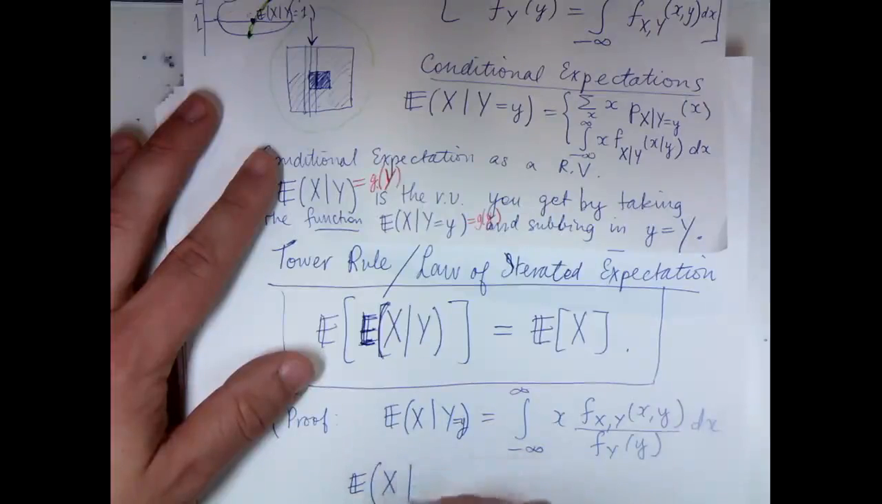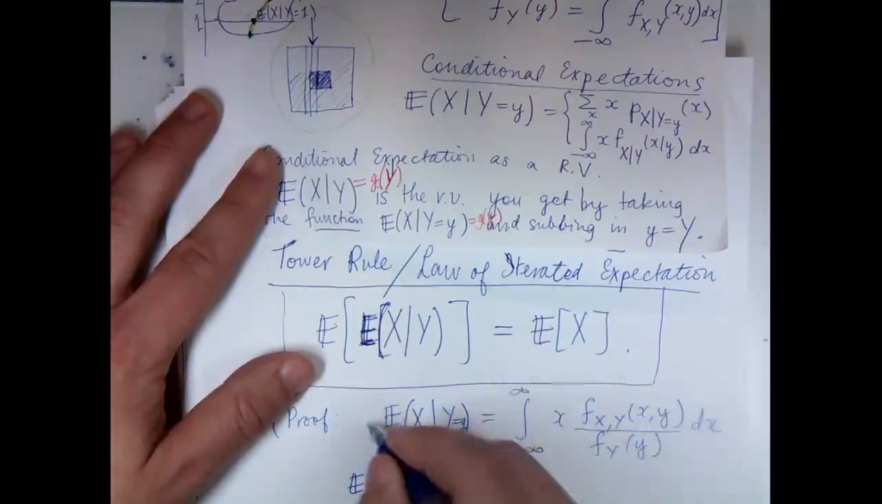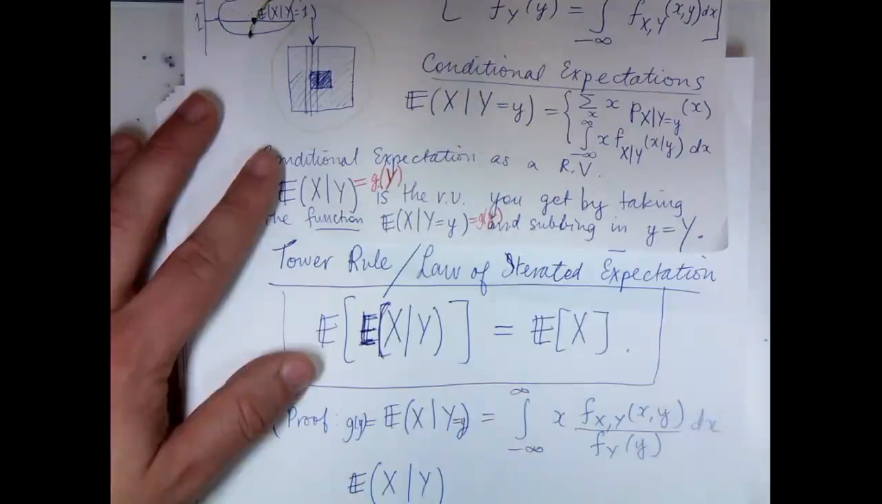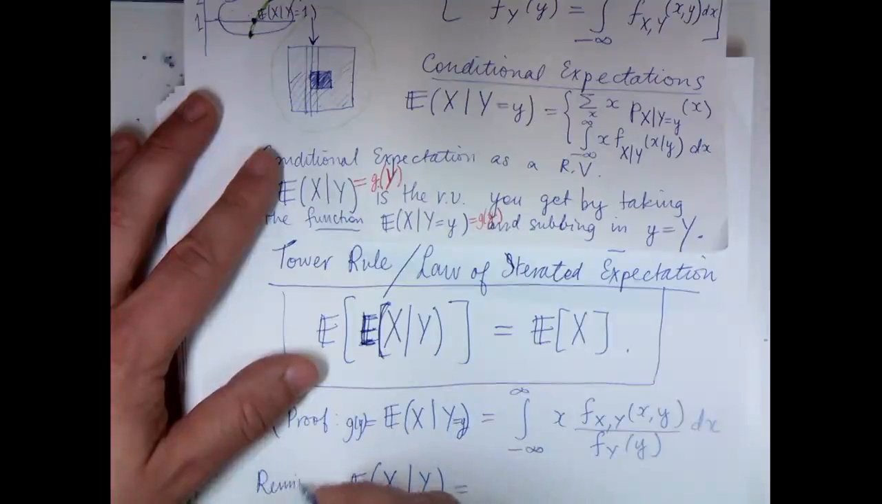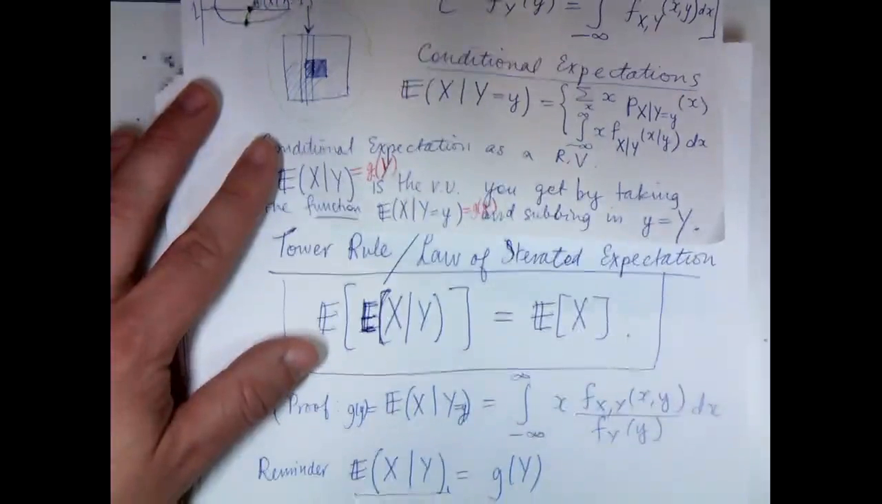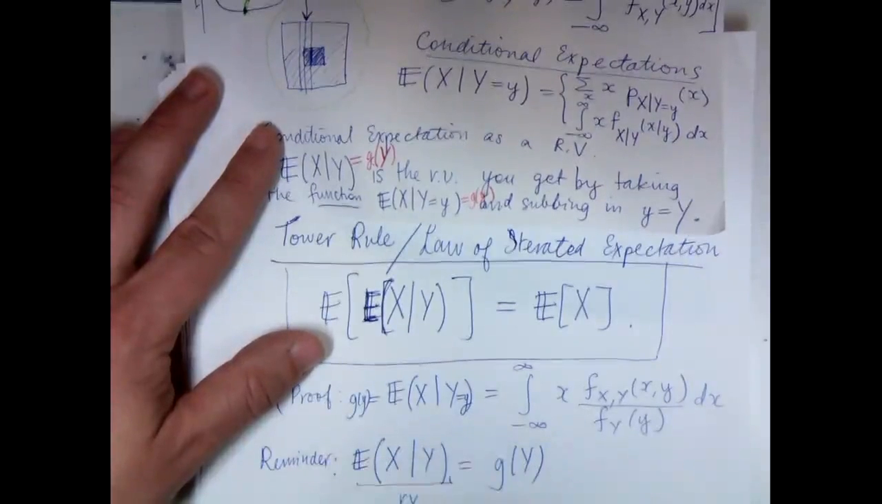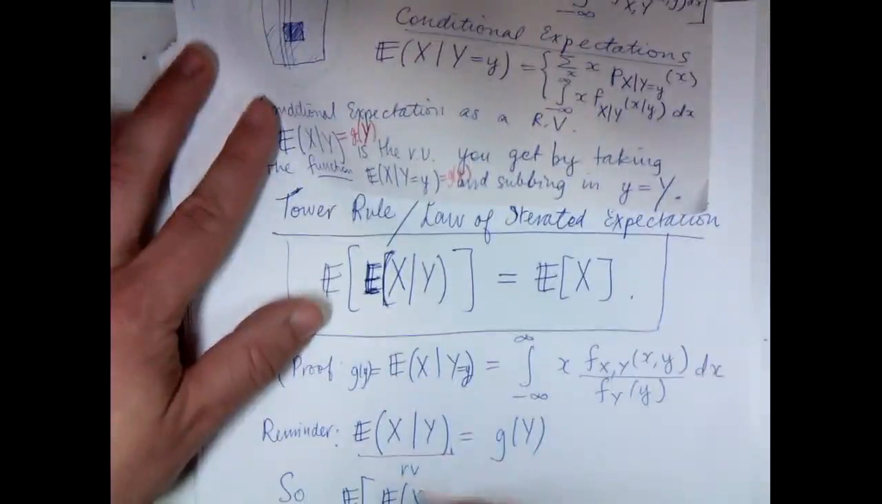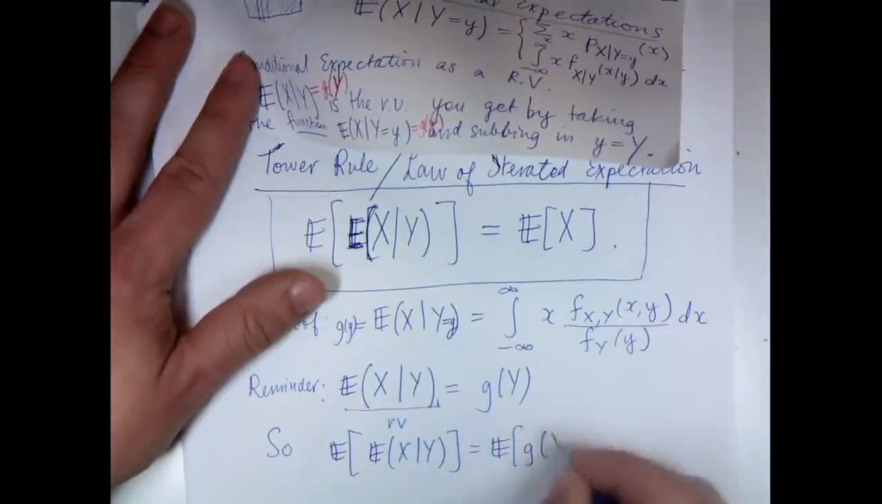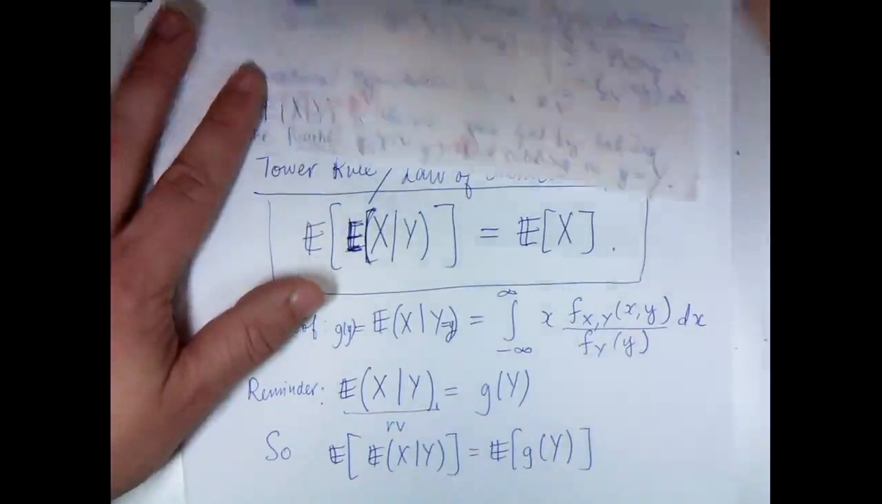Of x given y. And you remember I sometimes called this thing g of y. As a reminder, this is the random variable, and the meaning of that is g of capital Y. That is the meaning of conditional expectation as a random variable. And that means the expected value of that random variable, x given y, equals the expected value of g of y. Now, what can anyone remember about taking the expected value of a function of a random variable?